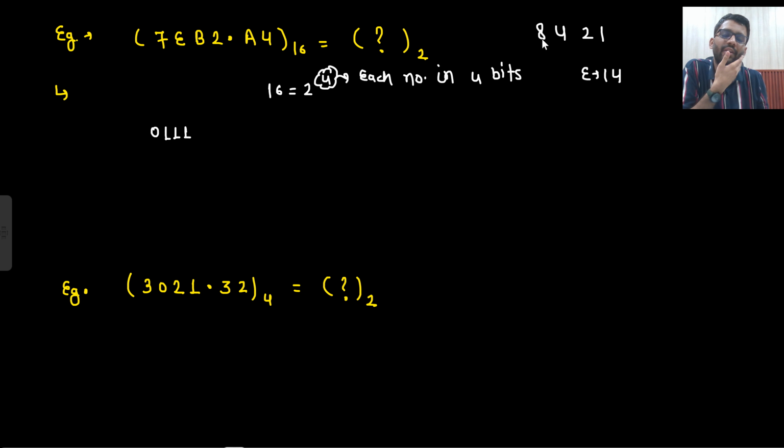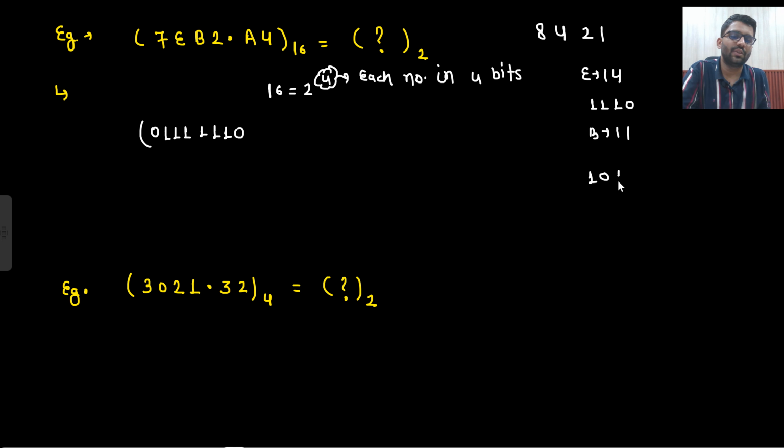And 14 can be denoted as 8 plus 4 plus 2, which is 14. So 1 1 1 0. What about B? What is B? B is 11. And 11 can be denoted as 8 plus 2 plus 1. So 1 0 1 1.